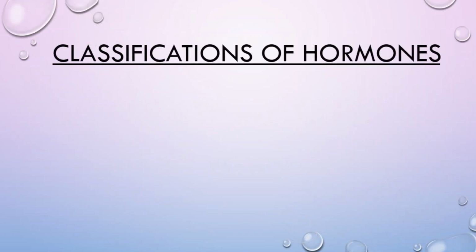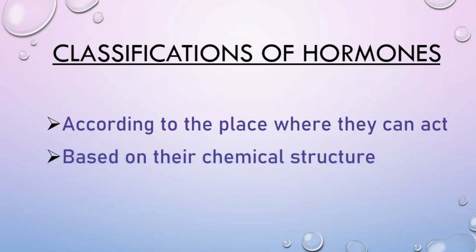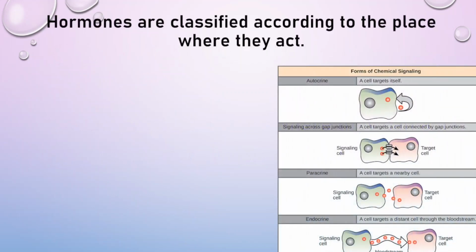Classifications of hormones. Hormones are classified according to the place where they can act and based on their chemical structure. Now let's see how hormones can be classified according to the place where they can act. Hormones are classified according to the place where they act.